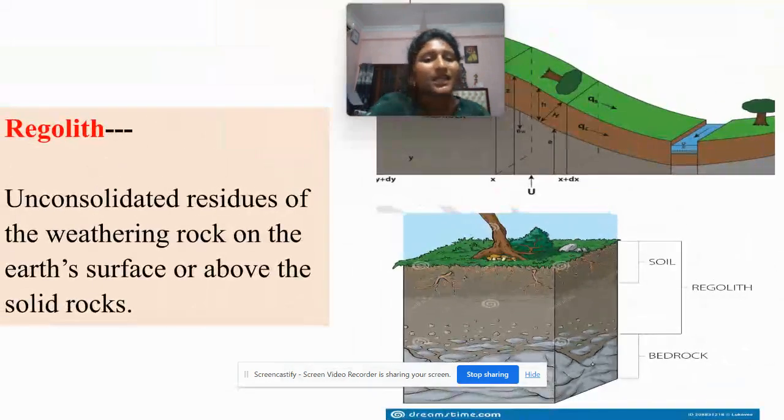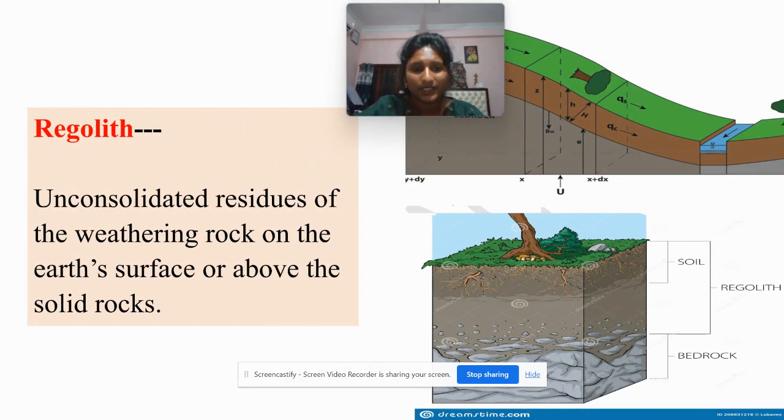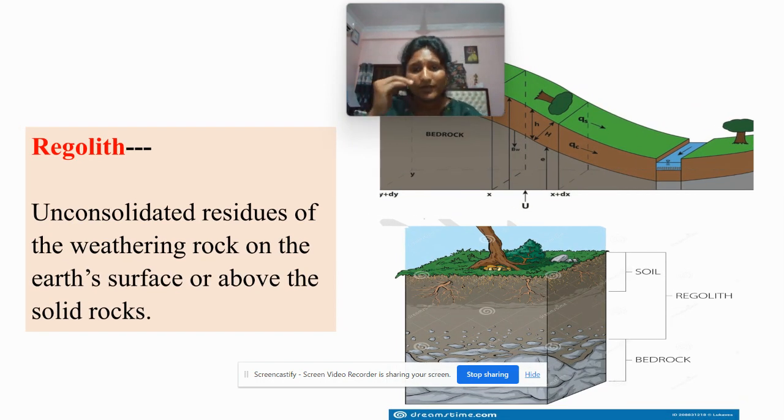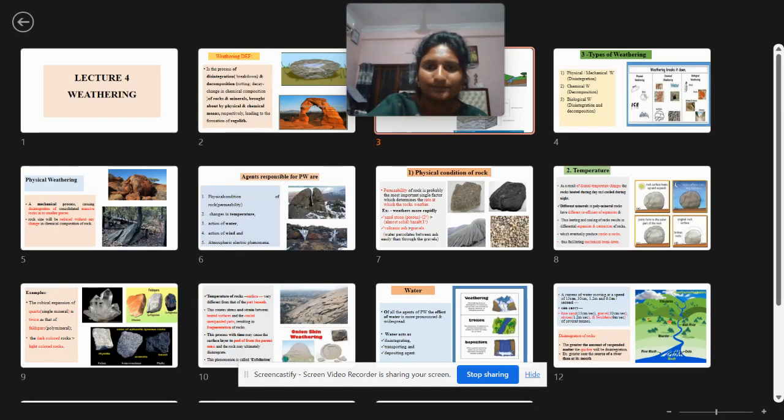See, the unconsolidated residues of weathering of rock at the surface above the solid rock. Above the rock, the first topmost weathered portion of the rock is termed as regolith. So the weathering of the rock, it is easier. There is a rock. It got weathered. It got broken. The small portion of the rock material which is present above this rock surface is termed as regolith. Got it? You can imagine, see this picture. Above the rock, the topmost mineral, it's called regolith.